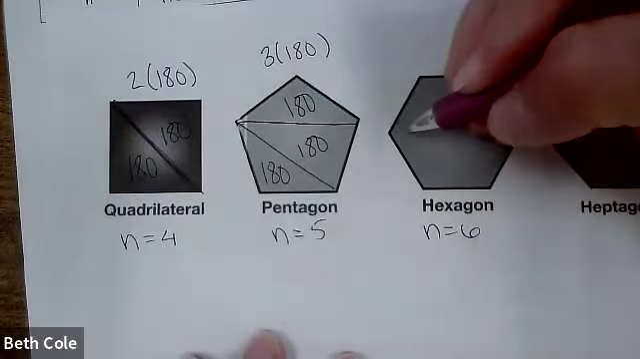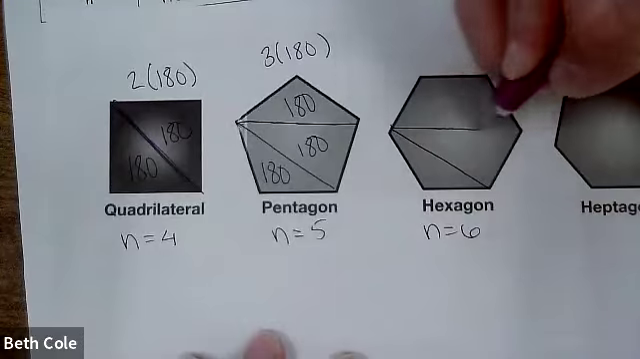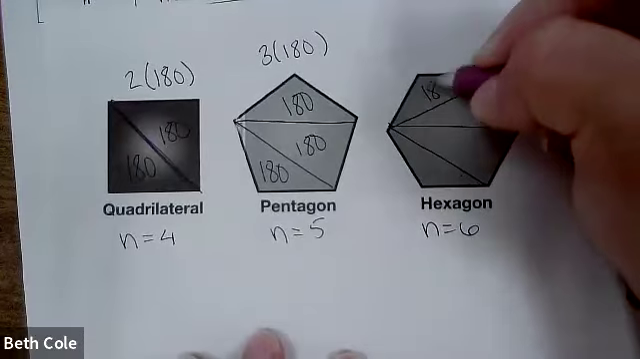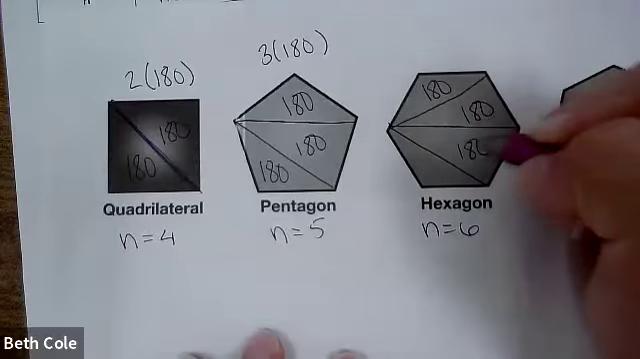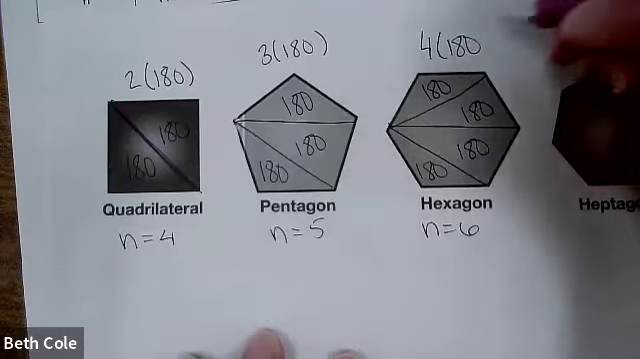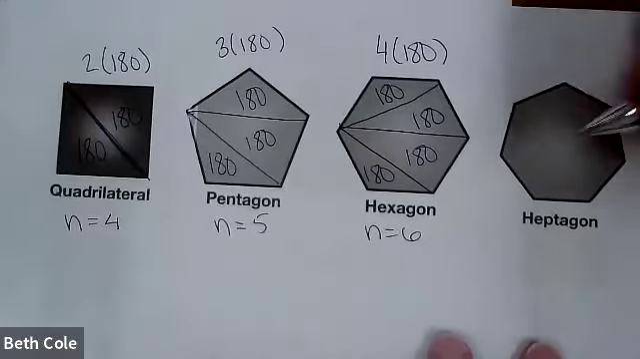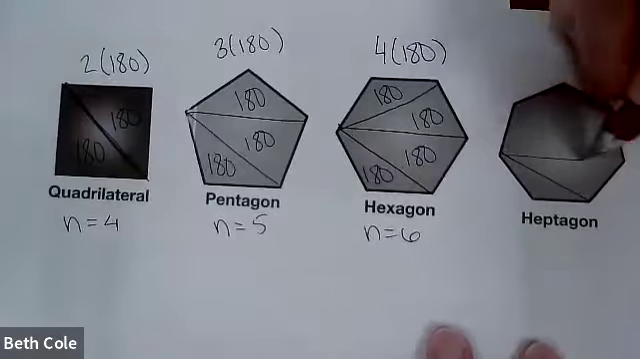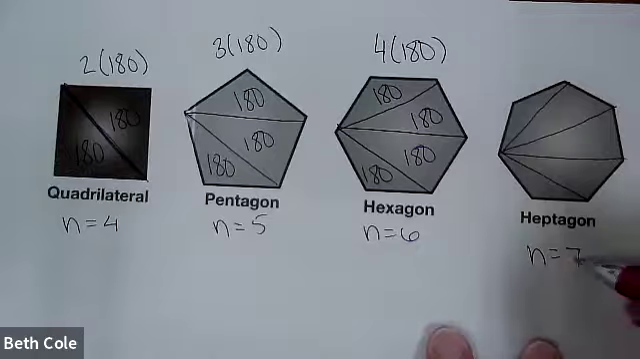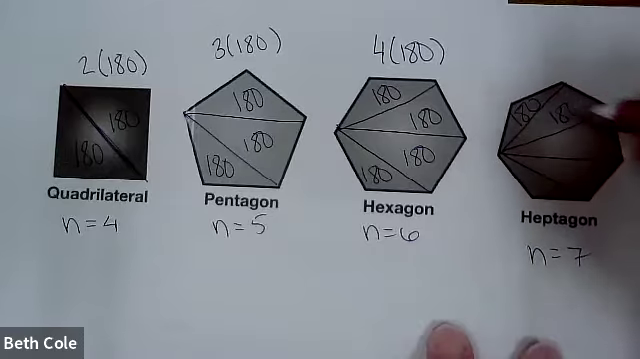Hexagon means n is 6. And just look, how many triangles am I able to make out of this now? 4. So it's 4 times 180. And I mean, I'm not going to keep going, but so far I'll just do one more. But this has 7 sides. And then how many triangles have I got?